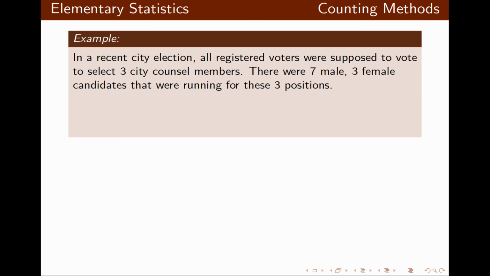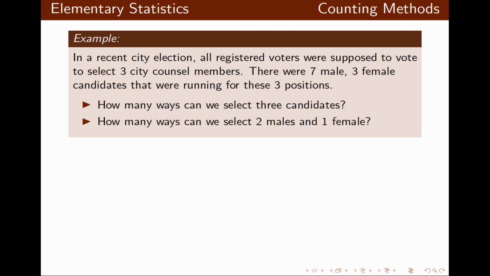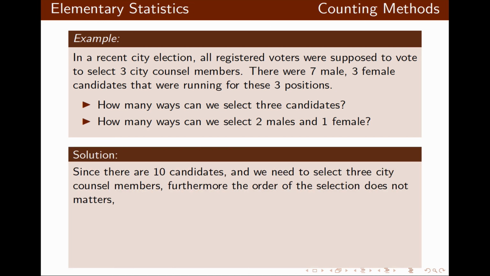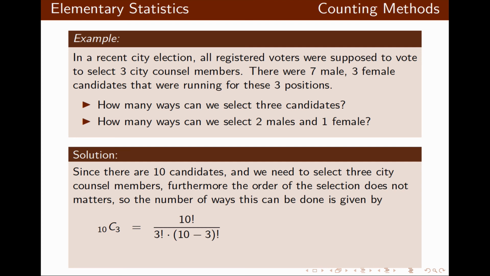Let's look at the city election again. And let's say there were 7 males and 3 females who were candidates, and we were supposed to select only 3 people. How many ways can we select 3 candidates? And how many ways can we select 2 males and 1 female? Well, there are 10 candidates, and we need to select only 3 people. There is no position to select 4. So here, order does not matter. And this can be done by using 10C3, using the formula, and we get 120 different ways.